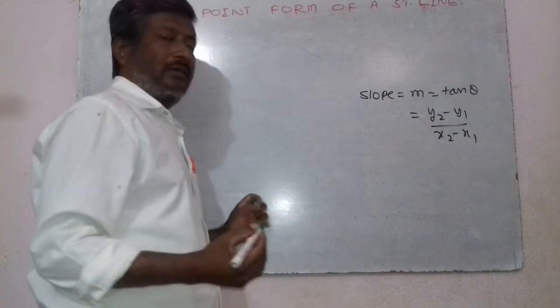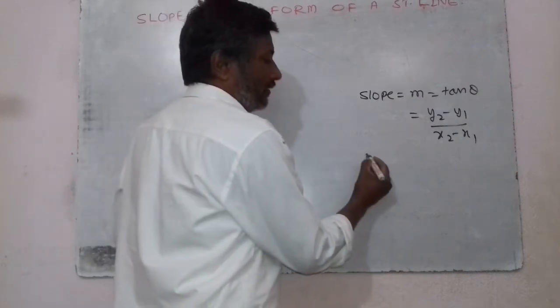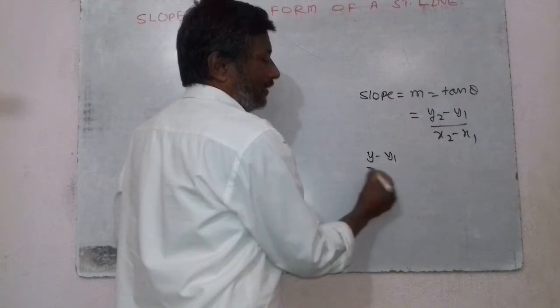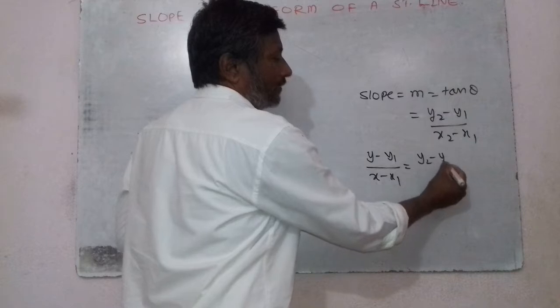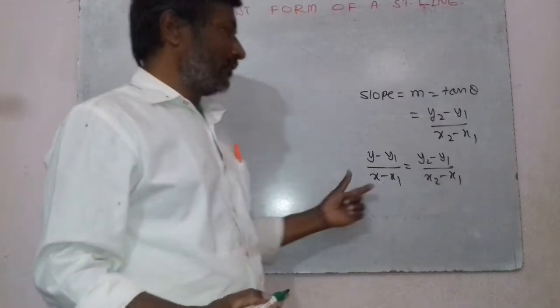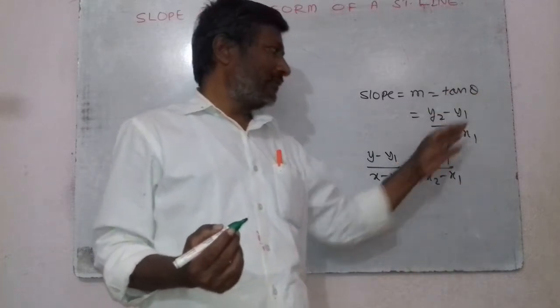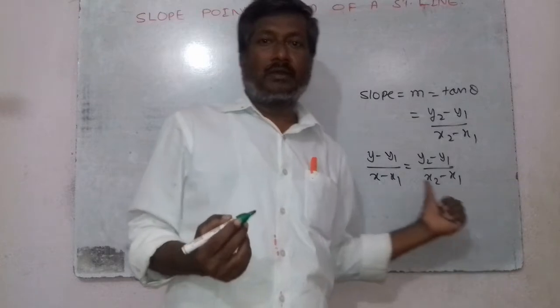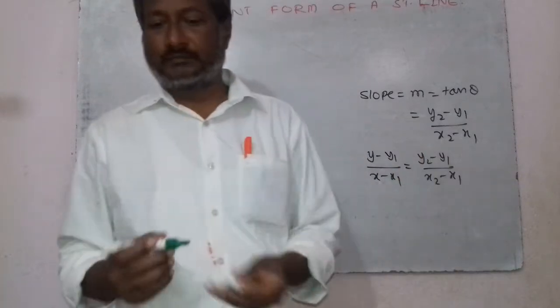And the 2-point form of the equation of the line is given by y minus y1 divided by x minus x1 is equal to y2 minus y1 divided by x2 minus x1. So this is the 2-point form of the straight line. Already we have discussed some problems on this, so those concerned with this were solved.